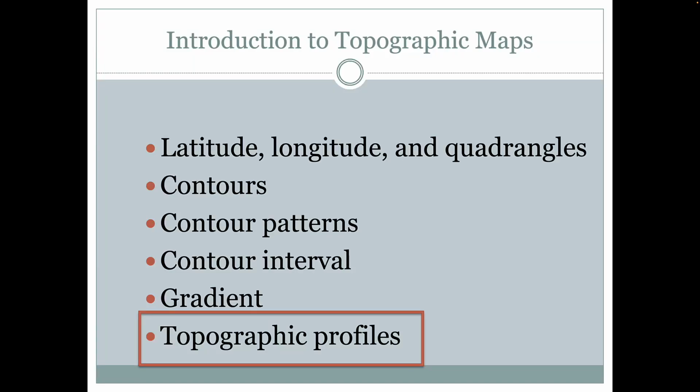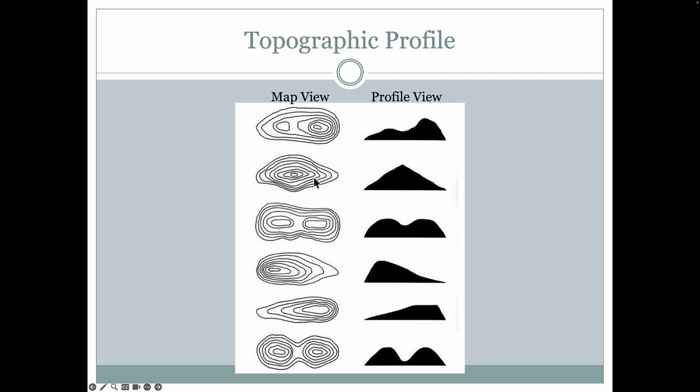One interesting thing we can do with contours on a topographic map is build a topographic profile to show what the landform, the topography, or the terrain would look like from the side. So we've seen these maps before. These are map views of different areas that use contours to represent changes in elevation, and we're looking as if we're looking straight down.